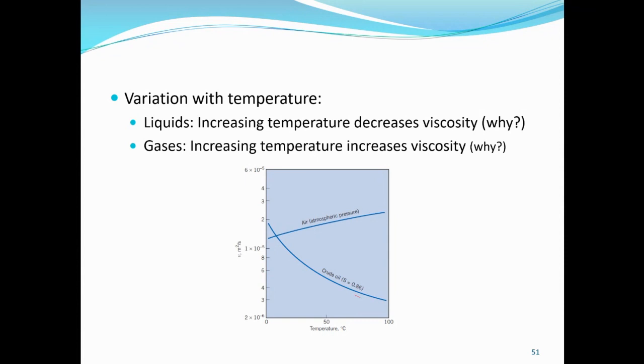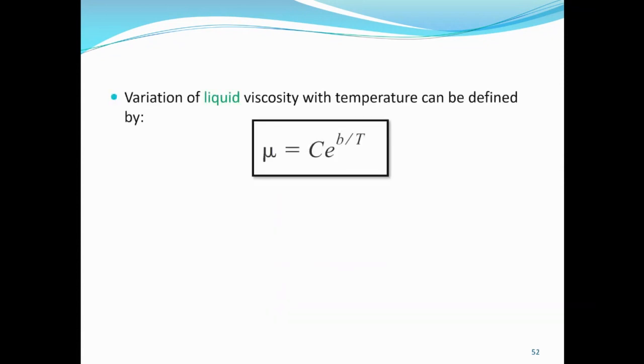For gases, when you increase the temperature, the rate at which they collide increases. You remember gases are in constant motion. They collide with one another and with the walls of their containing vessels. So when you increase the temperature, that collision becomes more rapid. The number of collisions per second increases, and that leads to the increase in the viscosity of the gases.